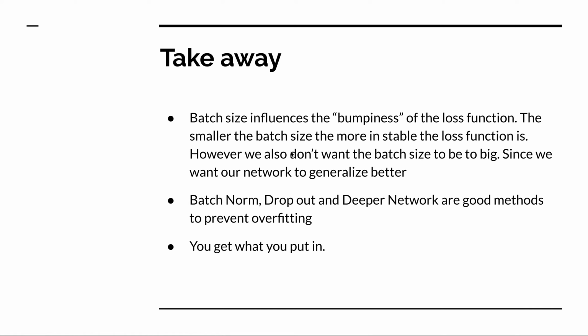And also, I realized that batch normalization, dropout, and generally a deeper network are good methods to prevent overfitting, because for this task we have a lot of data and it's very easy to overfit the architecture. And the final one is that you get what you put in. I examined the data set, and there isn't a lot of, for example, vertically oriented data, which caused that classification error.